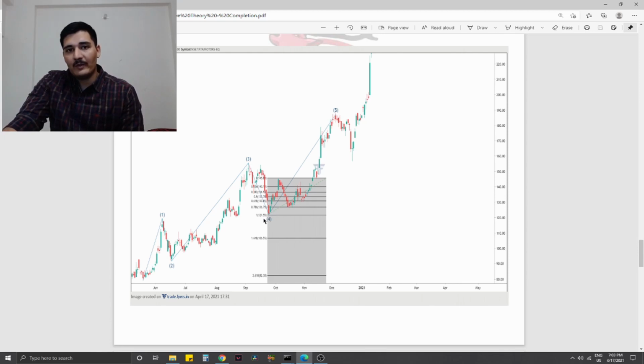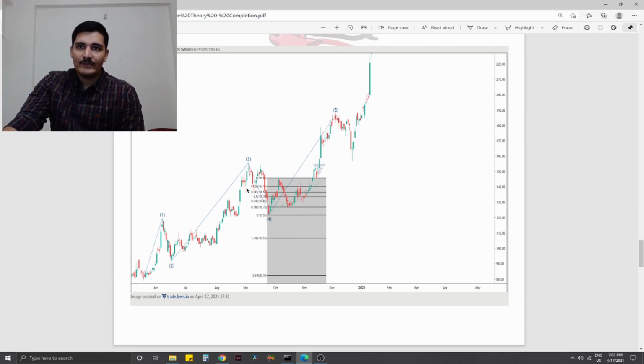Hence that rule 2 is being met, followed by the final buying pressure or the final up move, which is the fifth wave and the largest wave of this impulse move, which also met the parameters that it should at least make a move greater than 38.2% of the fourth wave, which was in our case somewhere around 135, 136.